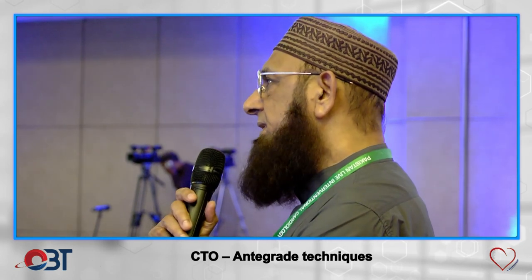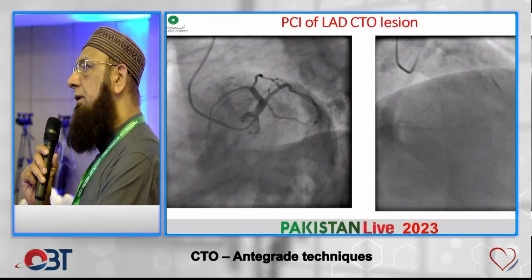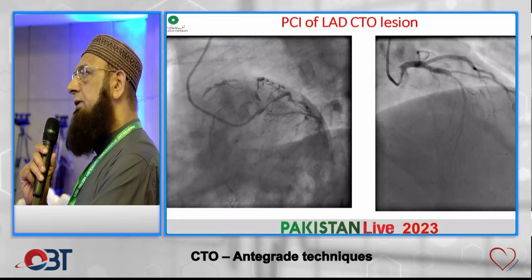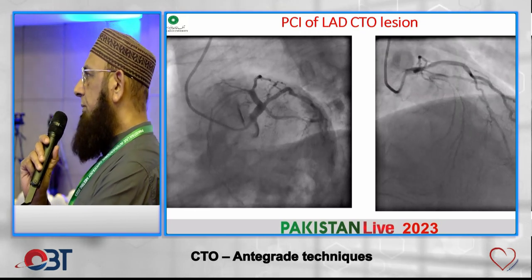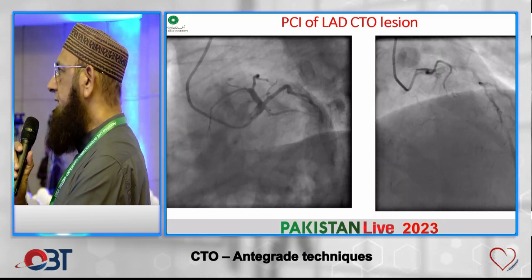We can approach it with polymeric wires. And if it's not successful, we can assess it with the IVUS and see where the proximal cap is. And then with the double lumen catheter or a blocking balloon in the septal, we can try the polymeric guide wire for the proximal cap. Palpate it and then try to penetrate it.